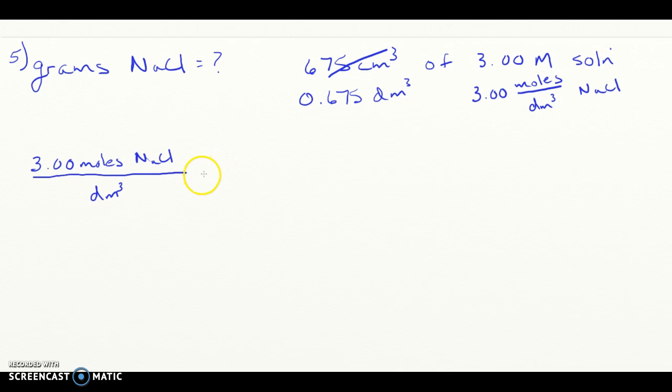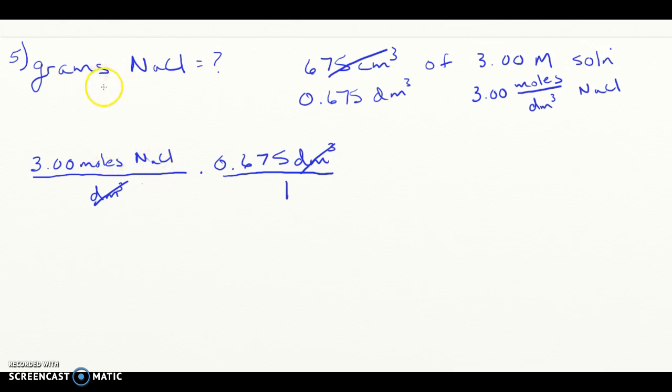Okay, so now what do we need to do? Remember we said in class that if I take a molarity or a concentration times a volume, 0.675 decimeters cubed, the volume of the solution, we're going to multiply it and look what happens. The units cancel out and I'm left with moles. So if I do this math, 3 times 0.675, I'm going to end up with moles of NaCl. But I'm not done yet. I need to get to grams.